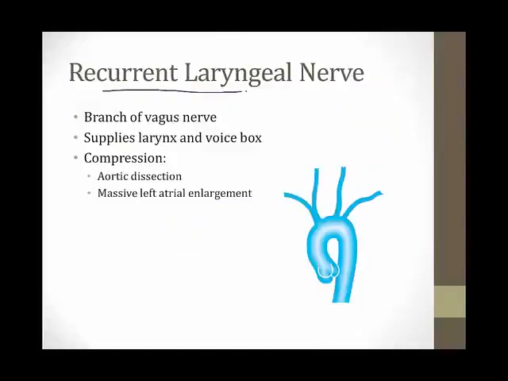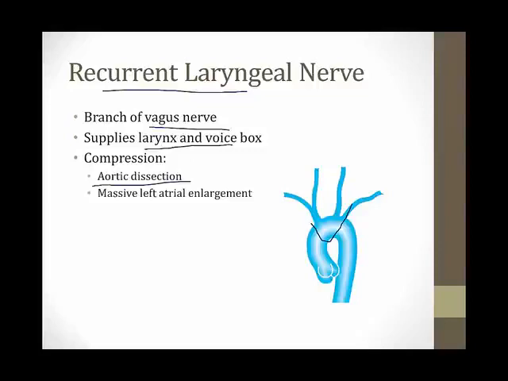By way of review, the recurrent laryngeal nerve is a branch of the vagus nerve that supplies the larynx and the voice box. It wraps around the aorta as I'm showing with my pen, so if the aorta becomes enlarged from a dissection, this can compress the recurrent laryngeal nerve, and that can lead to symptoms of hoarseness of the voice. So compression can occur in aortic dissection as we're discussing now.